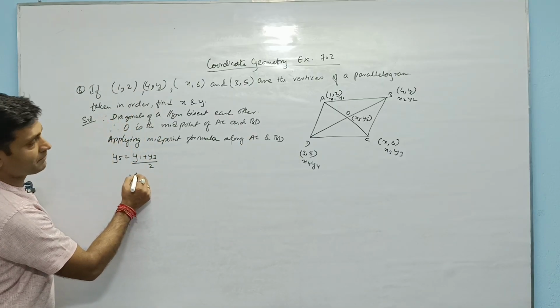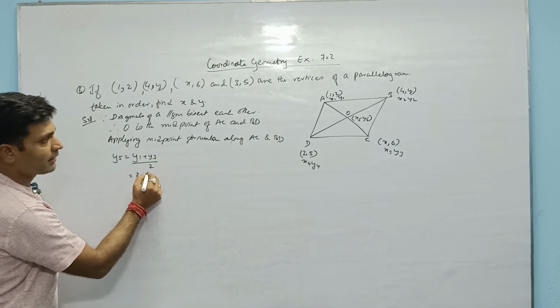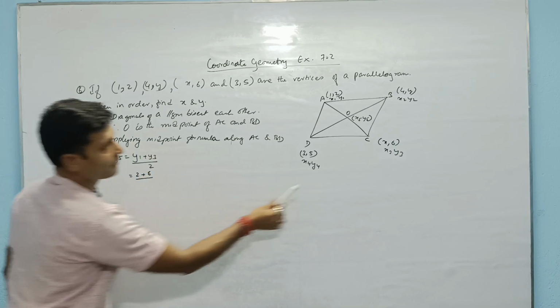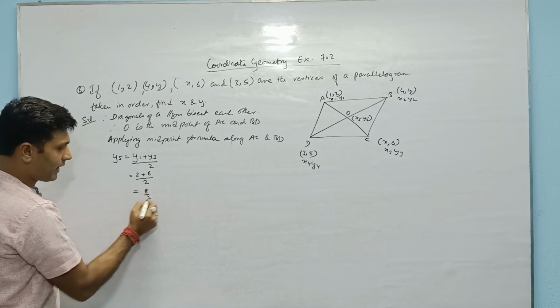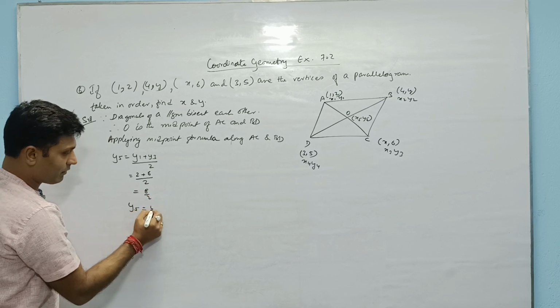What is y1? 2. y3? 6. Right? So this divided by 2 is 8 by 2. y5 is equal to 4.